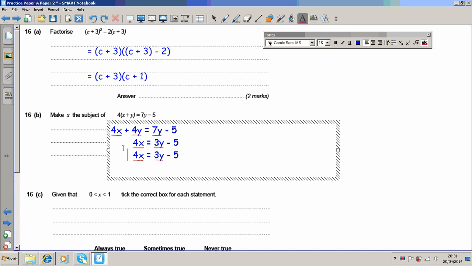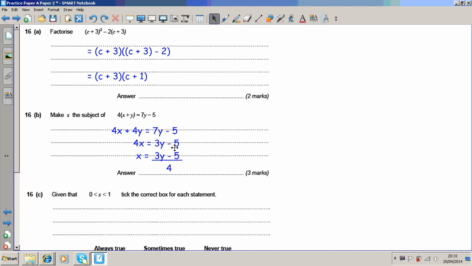And then finally, if I want to make that x equal to, I've got to divide by 4, which means I've got to divide that by 4. So your answer is 3y minus 5 over 4.